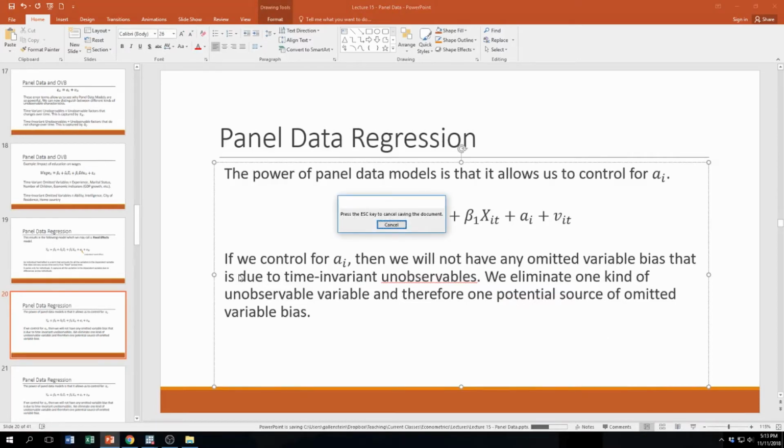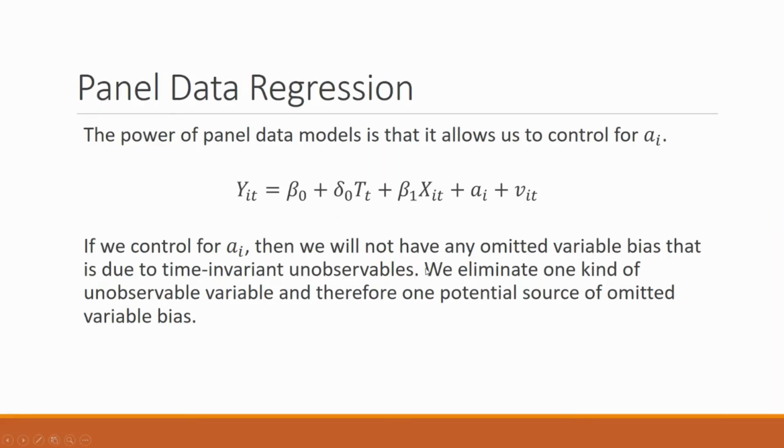We will not have any omitted variable bias that is due to time invariant unobservables. We eliminate one kind of unobservable variable, and therefore one potential source of omitted variable bias. The power of panel data models is that it allows us to control for this a_i. It allows us to control for and eliminate all the time invariant unobservables.